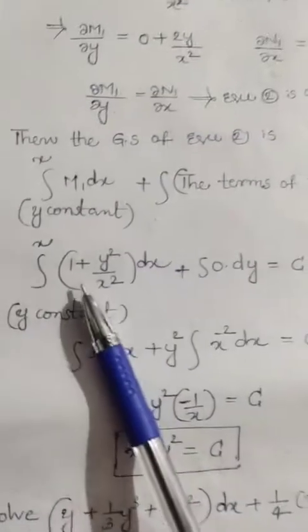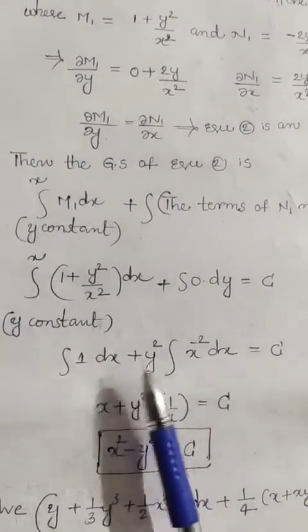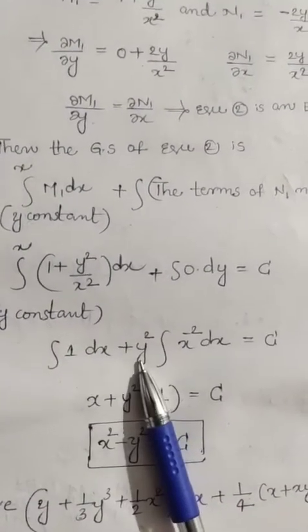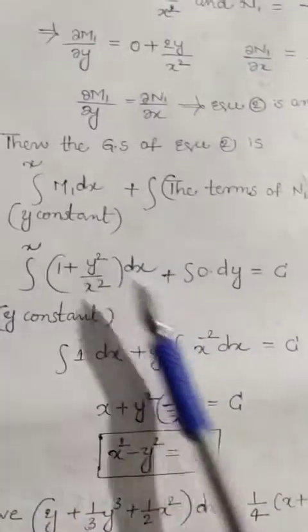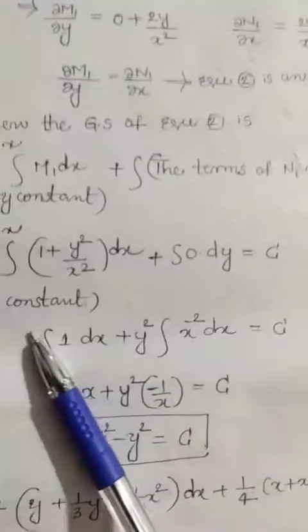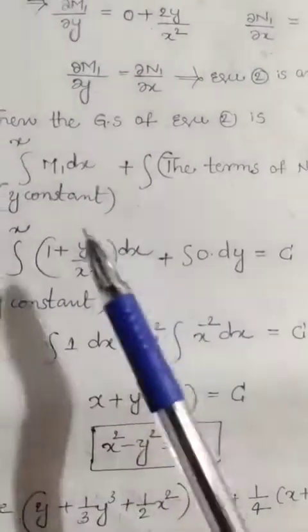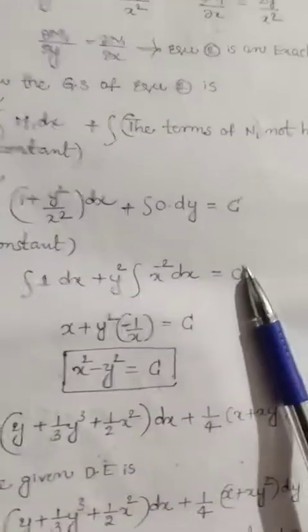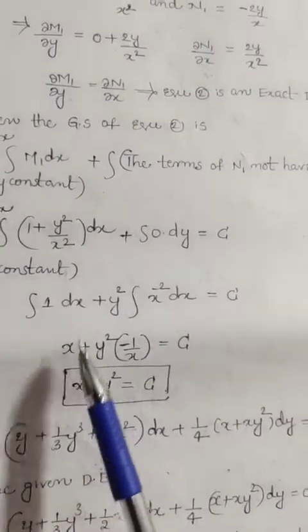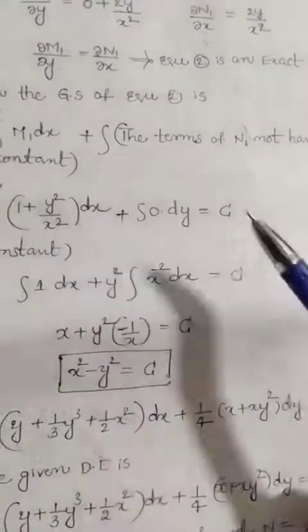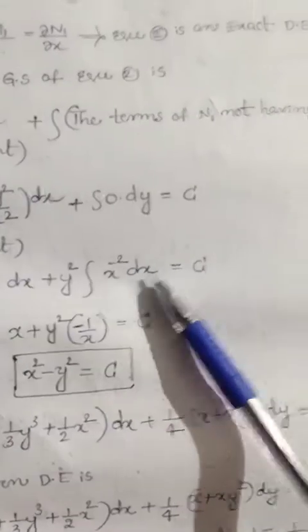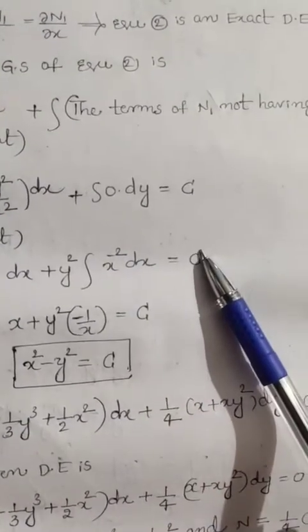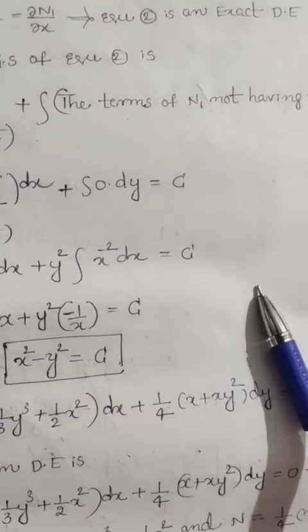That is the integral of 1 into dx. Here y is constant, so taking y square as common, the integral of 1 by x square dx equals c. That is the integral of 1 into dx plus y square, and 1 by x square can be written as x power minus 2 into dx, equal to c. The integral of 1 into dx is x plus y square. So we have the formula: the integral of x to the power of n into dx is x to the power of n plus 1 by n plus 1.